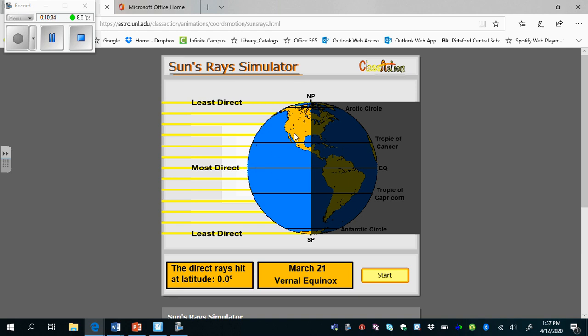The Earth has an equal distribution of sunlight and darkness all throughout its latitude. So everywhere on planet Earth, since it's the equinox, has 12-hour days, 12-hour nights. If you were standing at the equator at noon, since there's direct rays, the sun would be directly overhead. All right, let's hit play and see what happens.